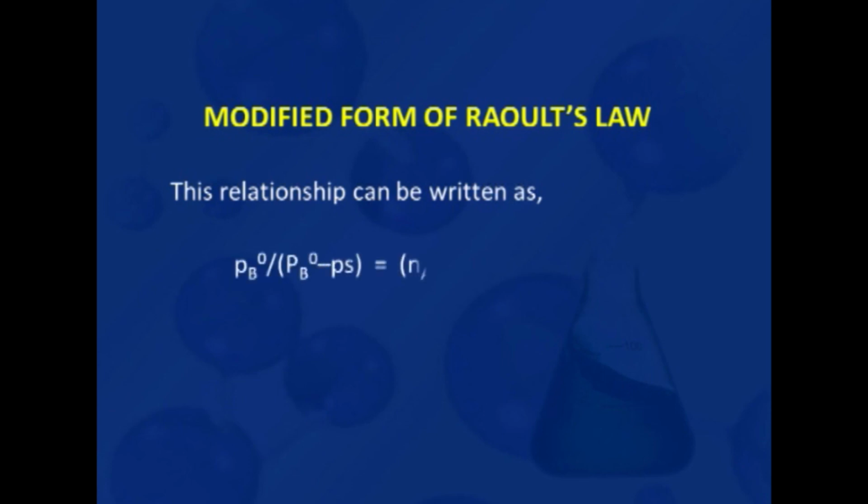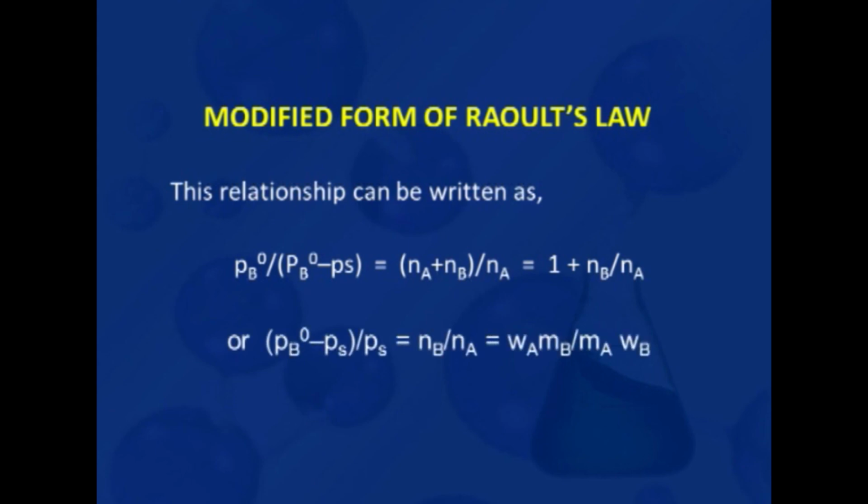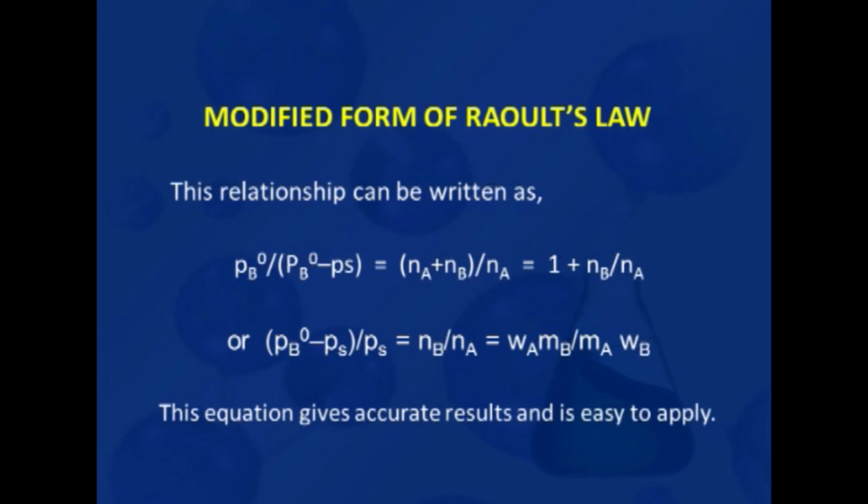We can take the reciprocals of both sides of the Raoult's law expression and we will get P naught B upon (P naught B minus Ps) is equal to (Na plus Nb) upon Na, which is again equal to 1 plus Nb upon Na. On rearranging, we will get (P naught B minus Ps) upon Ps, which is equal to Nb upon Na, which is again equal to WA MB upon MA WB. This equation gives accurate results and is easier to apply. We can practice Raoult's law equation with the help of some examples.